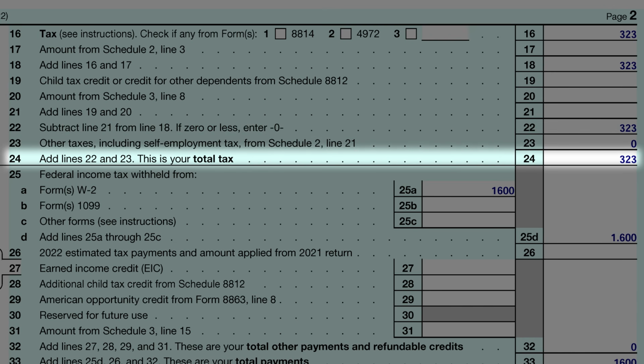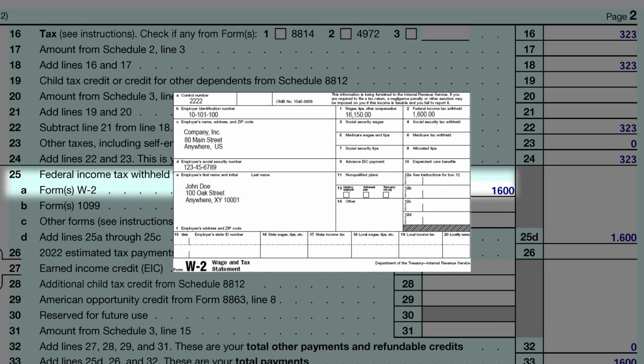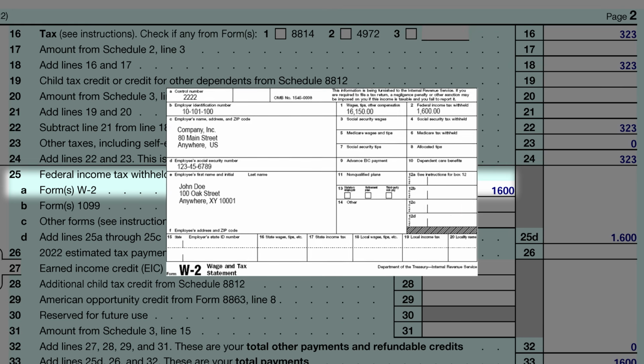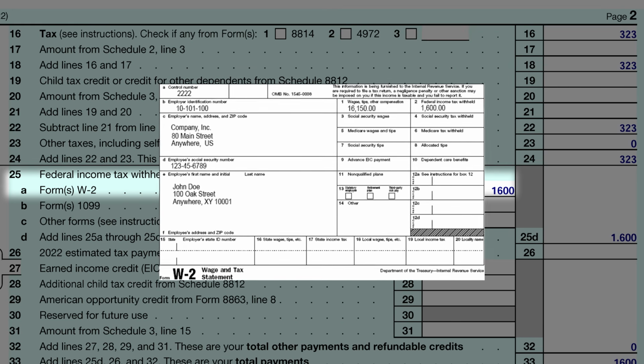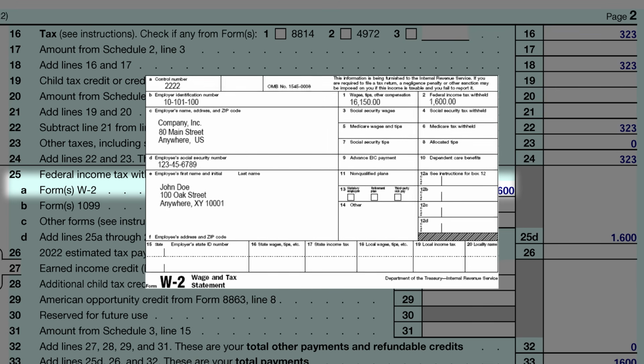The next section is on federal income tax withheld. Federal income tax withheld is the amount of money that an individual's employer has taken out of their paychecks throughout the year to go towards their federal income tax liability. The amount of federal income tax withheld should match the total amount listed on your W-2 forms from your employers. If you have had multiple employers throughout the year, you will receive a W-2 from each employer, and the total federal income tax withheld should be reported on the 1040 form.